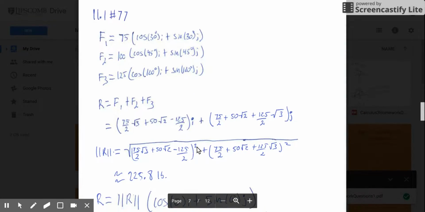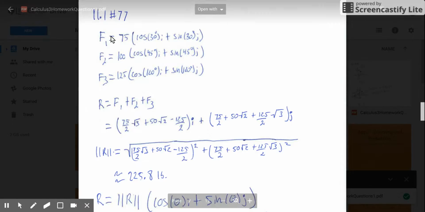All right, number 77. Here we have 3 forces with magnitudes of 75 pounds, 100 pounds, and 125 pounds, each acting on an object at angles of 30 degrees, 45 degrees, and 120 degrees, respectively. We want to find the direction and magnitude of the resultant force.